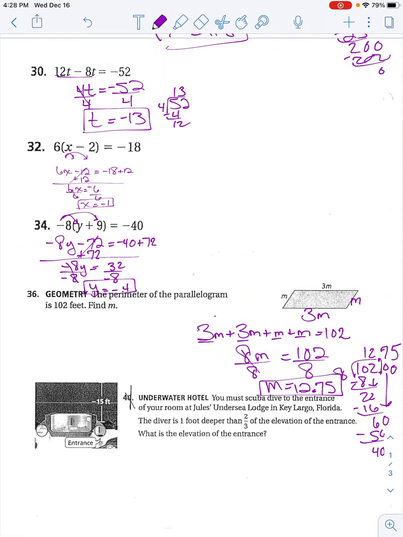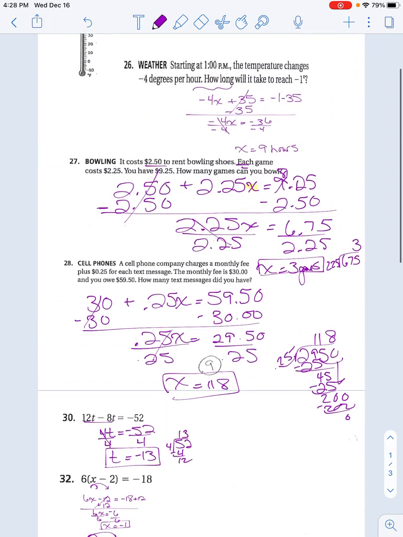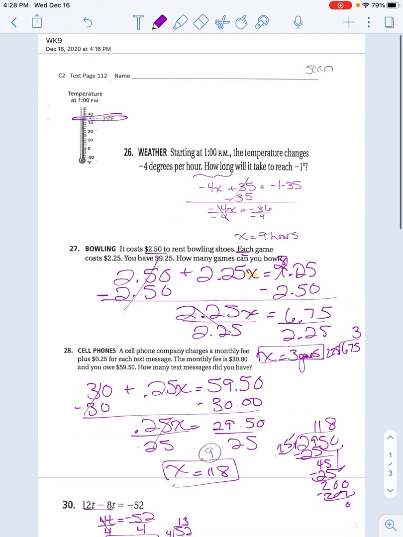Okay, guys, listen, the problems like 30 and 32 and 34 and 36, you will see those on your Chapter 3 test. Be sure you're reviewing those, okay?